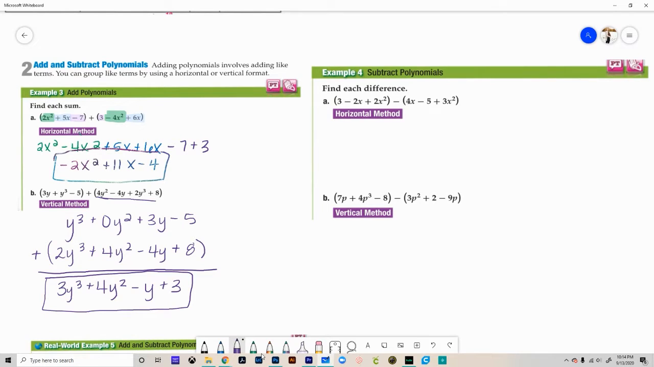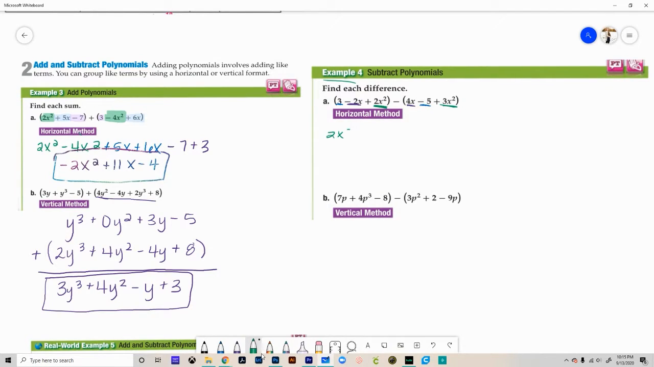You can also do that with subtraction. So we'll look at both the examples here. We've got the horizontal method for find each difference in example 4. Horizontal method, I'm going to pair up all of these terms, and then 3 and negative 5. I'm going to focus on the highest power first, and try to keep it in standard form as I go.